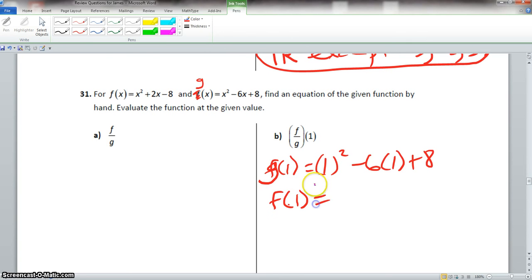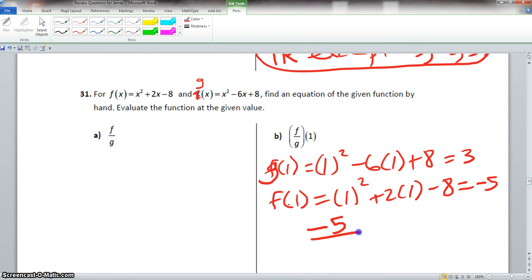So we have f of 1 is equal to 1 squared plus 2 times 1 minus 8. So 1 squared is 1, minus 6 times 1. So 1 minus 6 is negative 5, plus 8. We know it's 3. And then here, 1 squared is 1. 2 times 1 is 2. 1 plus 2 is 3. Minus 8 is negative 5. So we will put our f value, which is negative 5, over our g value, which is 3. So this is our final answer.